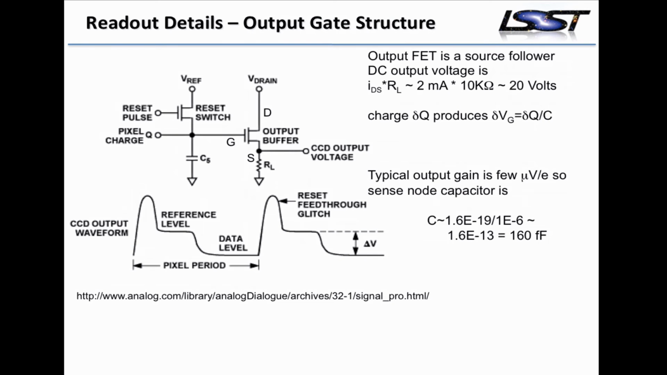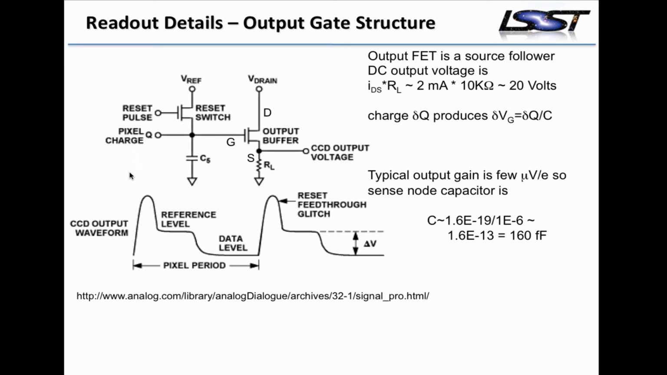The trick, though, is clearly if I read 1 pixel and its charge is accumulated here, I have to get rid of that charge somehow before I read the charge from the next pixel. And that's the job of this reset switch up here, which when this FET is turned on, the charge dumps to this reference voltage and I'm ready to read out the next pixel.